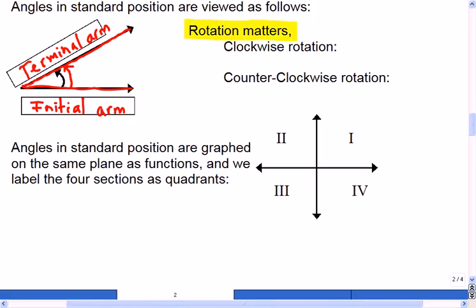When we're going to do standard position, rotation matters. So when we say clockwise rotations, okay, like this, we're talking about a negative angle. And if we're talking about counterclockwise direction, that means now we're talking about sort of this direction. And that would be the positive angles.